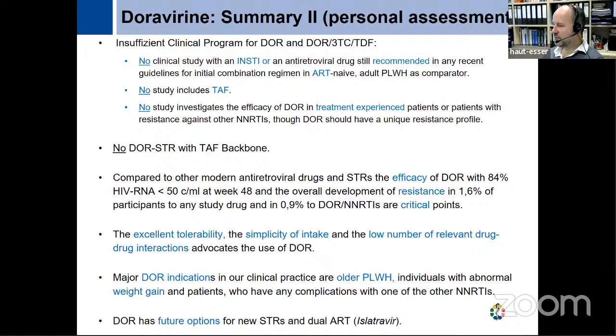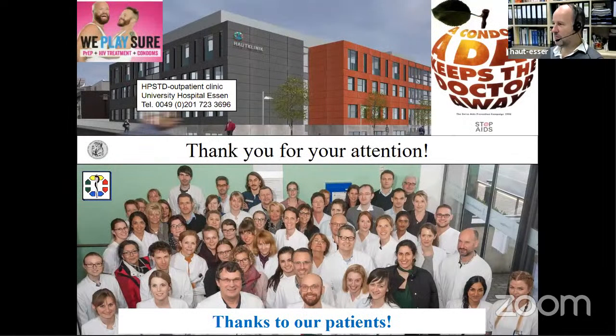And I expect some future options for Doravirine in other STR regimens, and I also already showed you some data from a dual regimen from the first phase 2 study with Islatravir, and this might be an interesting option. I'm not so sure if this is a very good option for heavily pretreated and treatment-experienced patients with a lot of resistance, but it may be a well-tolerated option for our patients. So this was my introduction of Doravirine and my presentation of our first experience.